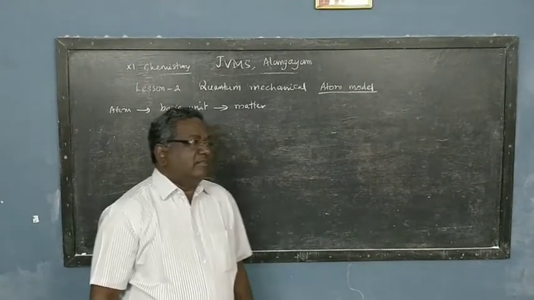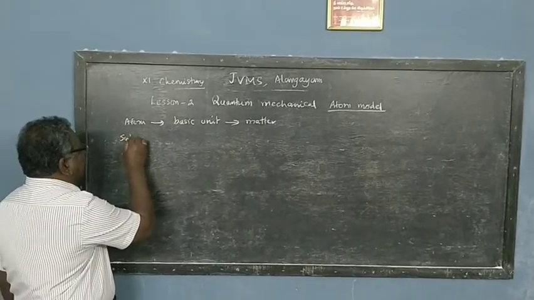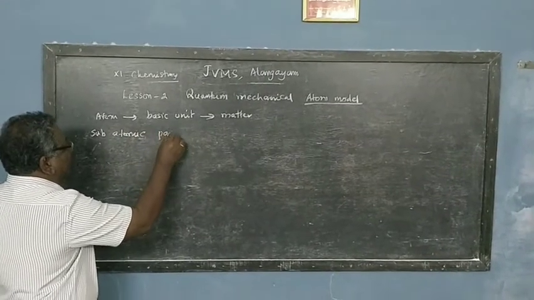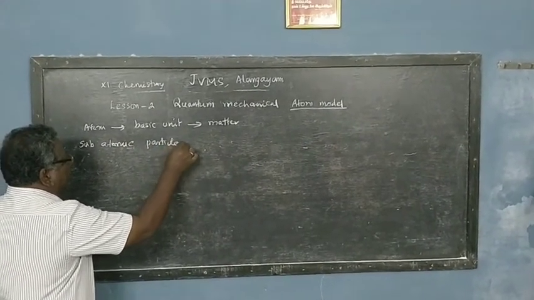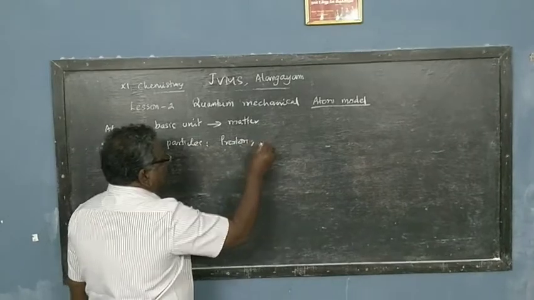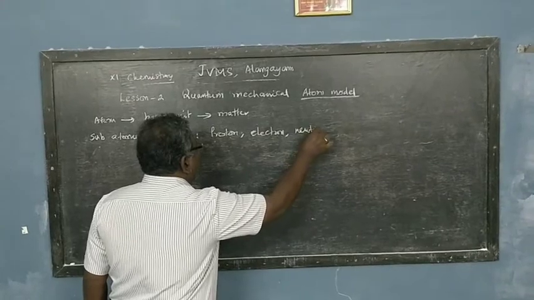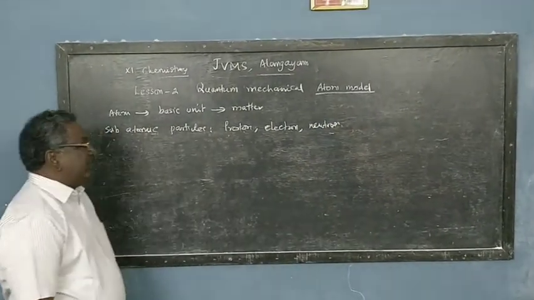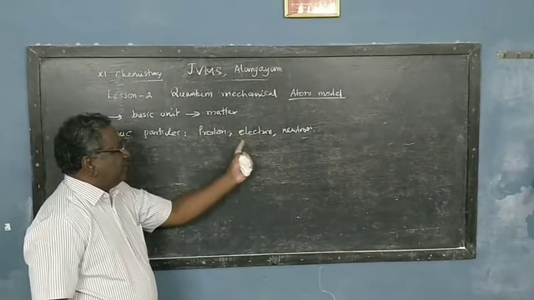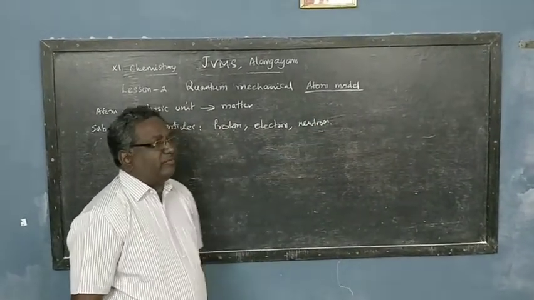But after the work of J.J. Thomson, it is found that atom is mainly containing 3 subatomic particles. There are 3 subatomic particles. All of us know that it is proton, electron and neutron. Right? So J.J. Thomson cathode ray experiment discovered this electron, Rutherford discovered proton, and Chadwick discovered neutron.